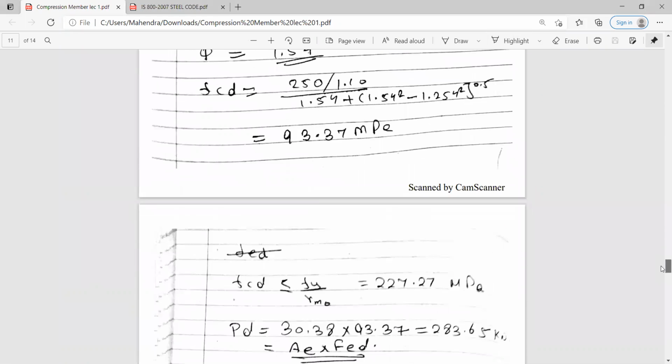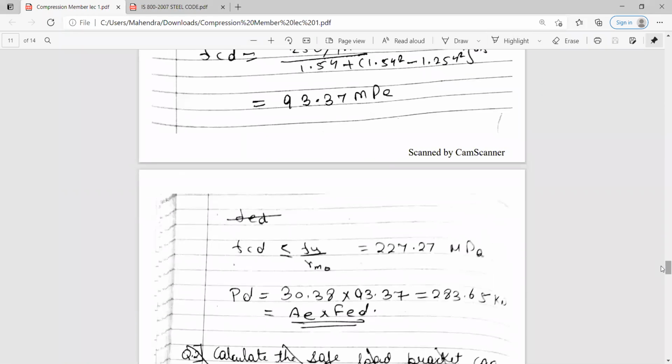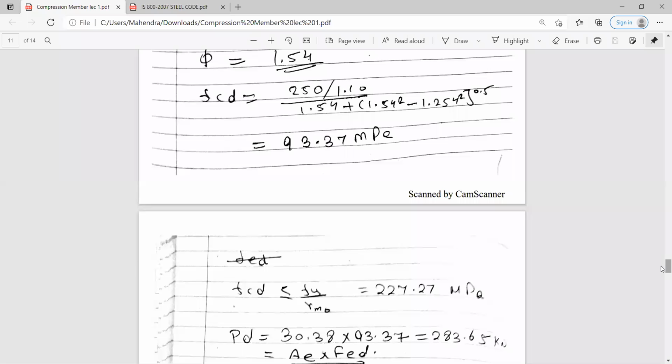And after calculation of FCD, according to the IS code, FCD should not be more than Fy upon gamma M0. Now how much is Fy? 250, and how much is gamma M0? 1.10. From that you get the FCD value as 227.27 megapascal. But of the two FCD values, whichever is smaller, that value you have to consider for the design. So now of the two, this value is smaller, that is 93.37. So you have to consider this one.